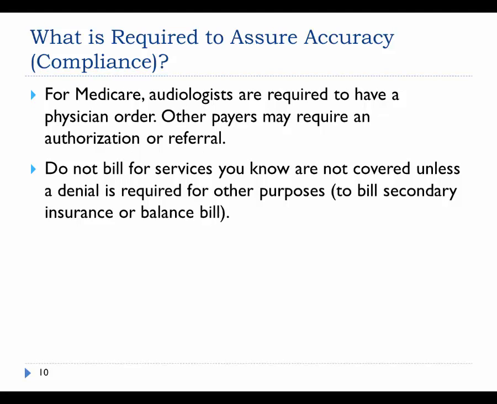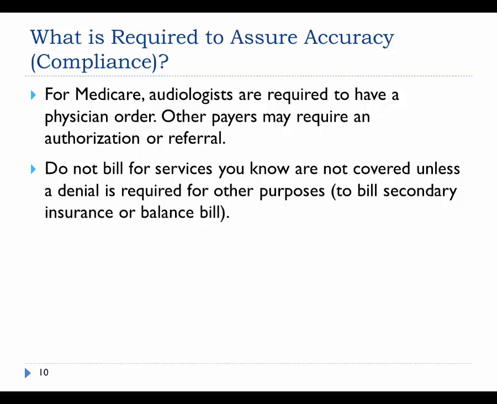Some third-party payers require prior authorization or a physician referral or order before you can bill for services. For example, Medicare requires a written order from the physician before you can see and bill for your services. Obviously, you should not bill for services you know are not covered. However, there are certain instances where a denial is required for other purposes, such as to bill a secondary insurance or to balance bill a patient. For example, some United Auto Workers payers will not pay for audiology services if a patient is over the age of 65 and Medicare has not been billed first.